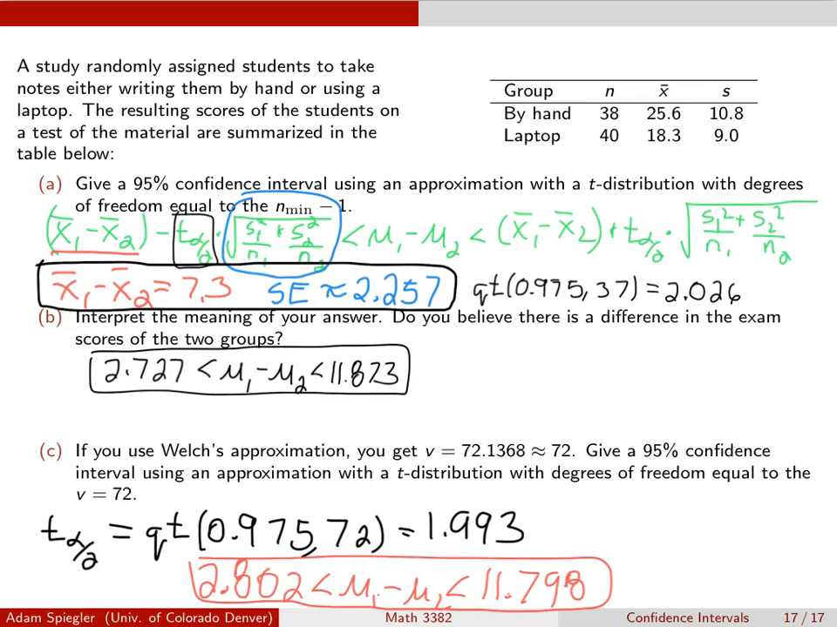So in some of the problems that you're practicing, you may be able to use R if the data sets are already loaded into R. In some of the problems, you may only have summaries of those data sets and not the data sets themselves, in which case you're going to have to walk through the formula like we did in this example.